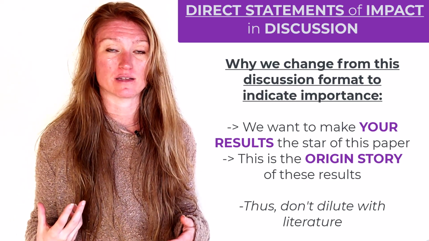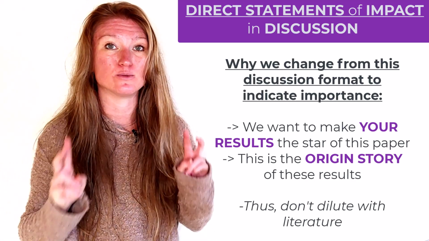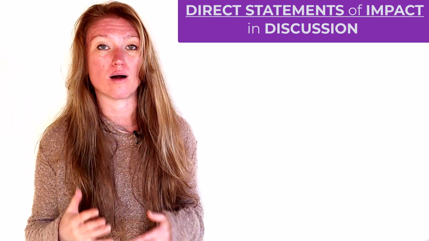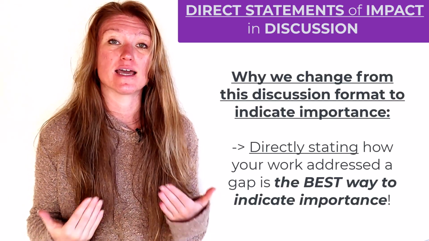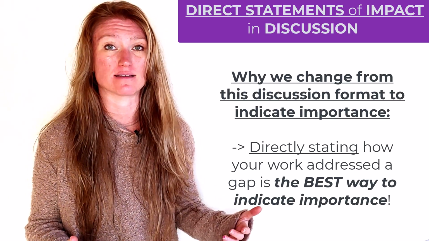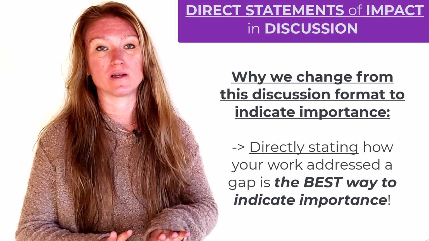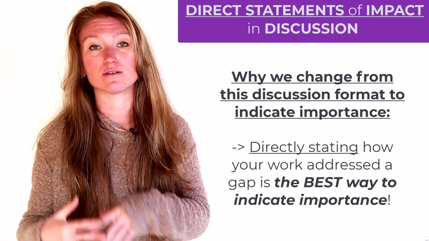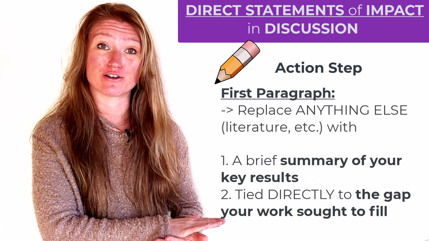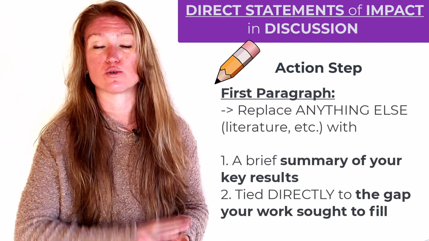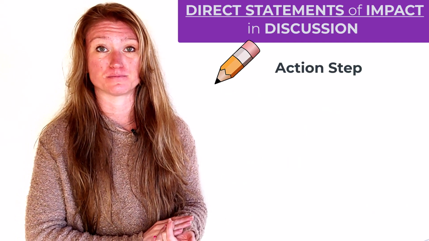So instead of talking about the field, instead of again trying to indirectly set up a problem so that the readers can see it, we're just going to directly state the problem and state how our research addressed that. So instead of having this opening paragraph that's talking about the field and again, setting up that problem, we're going to replace that with our paragraph of our summary of results related to that gap in the field.